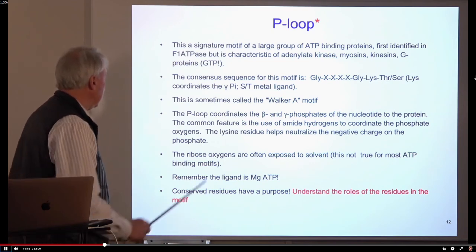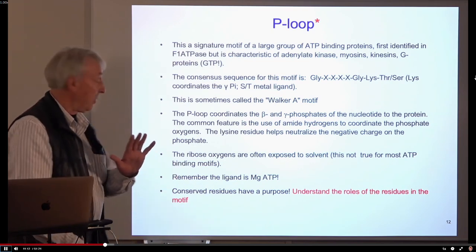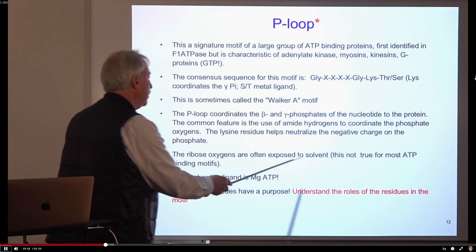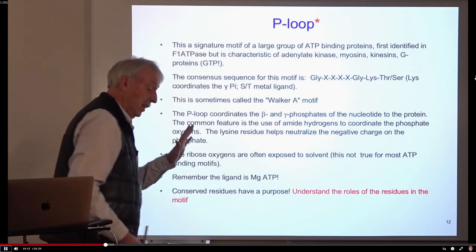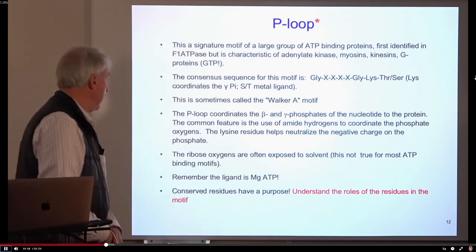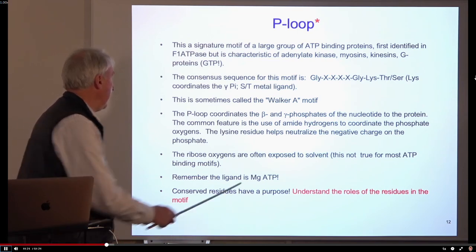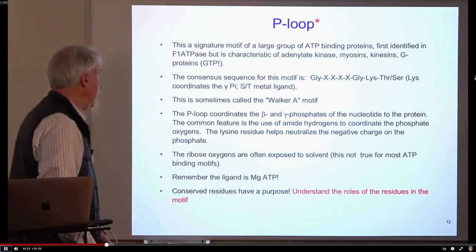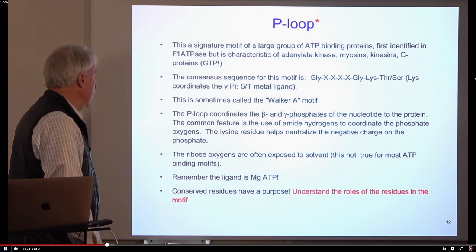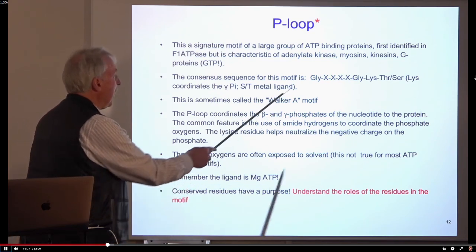In this case, the ribose oxygens, which I haven't spoken about, are often exposed to solvent. This is not true for most ATP binding motifs. Remember, it's magnesium ATP. So the conserved residues have a purpose. You don't have to remember this.